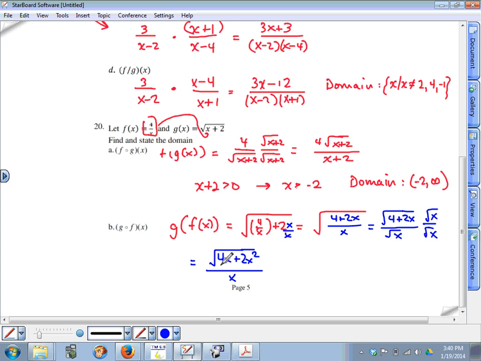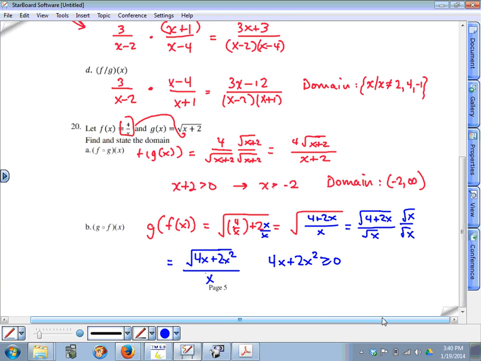Now, a similar thing is happening here in the denominator that was happening here in part A. There's two things to consider. x can't be 0 because of this piece in the denominator, but 4x plus 2x squared has to be greater than or equal to 0. It can't be negative. Otherwise, we couldn't take the square root of it.